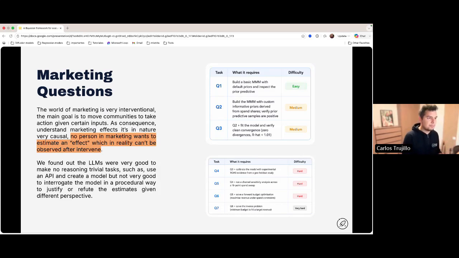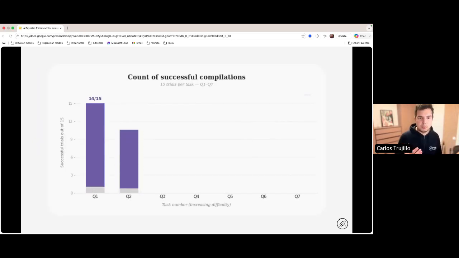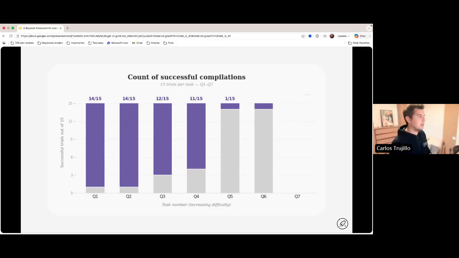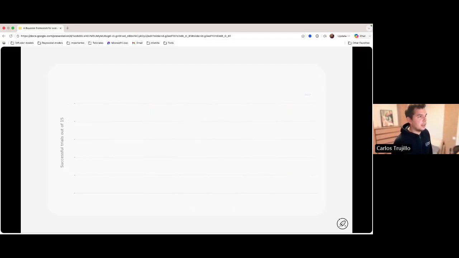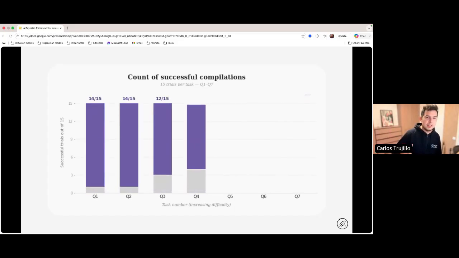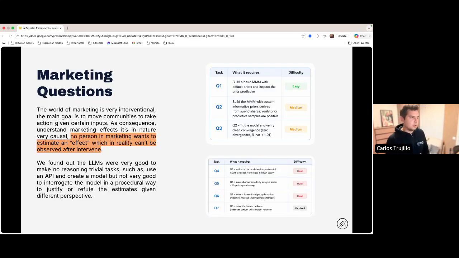And what happened is that in the initial questions, this is with Opus 4.7, the LLM scores really well. We did 15 trials and 14 times they were able to compile code that works. And as you can see, by the end, in the last set of questions, let's say from 4 onwards, they start to fail massively. The success rate went immensely down.